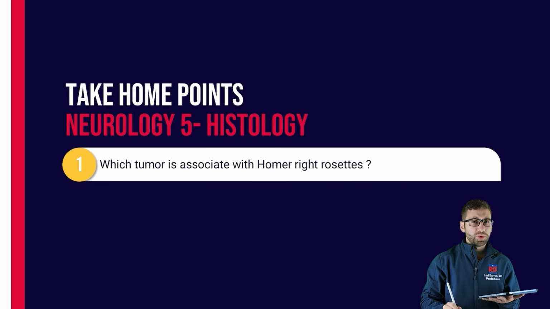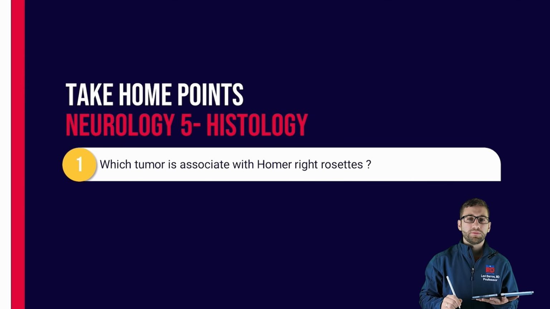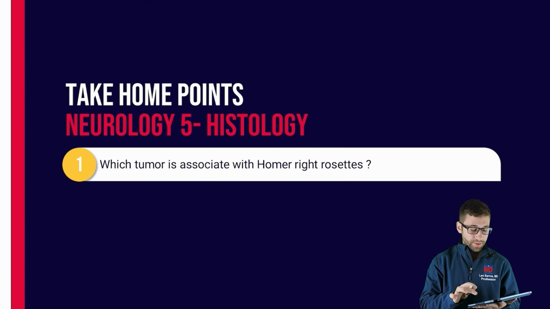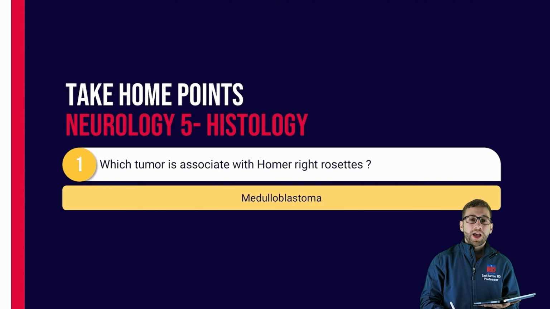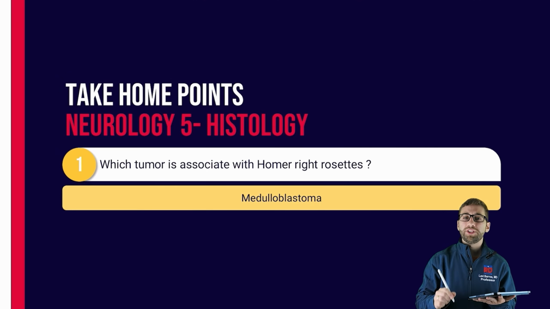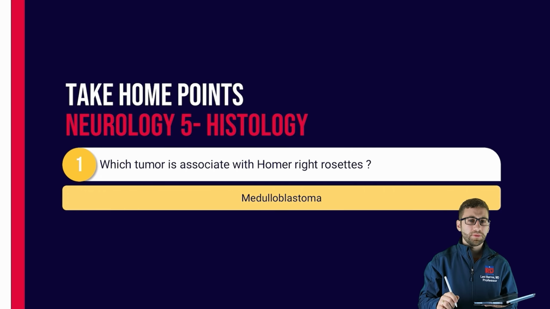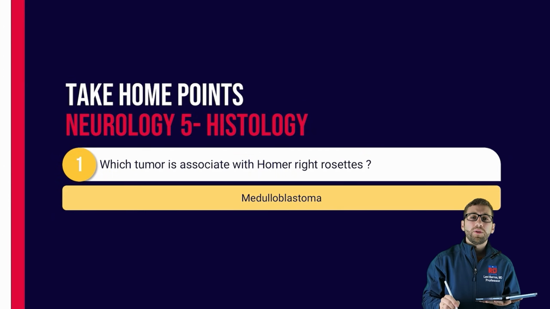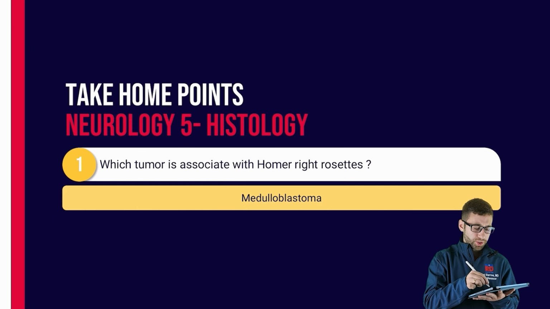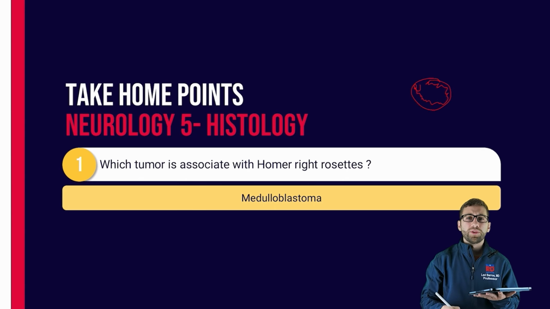Which tumor is associated with Homer Wright rosettes? The answer for that is medulloblastoma, a highly malignant pediatric brain tumor originating from the cerebellum or another point in the posterior fossa, but usually the cerebellum. Okay? It is characterized by small round blue cells and the presence of Homer Wright rosettes on histology. These rosettes are formed by tumor cells arranged in a circular pattern around a central core of neuropil.